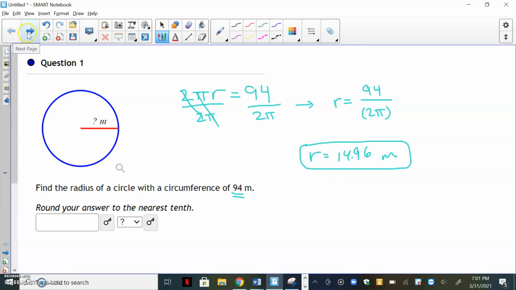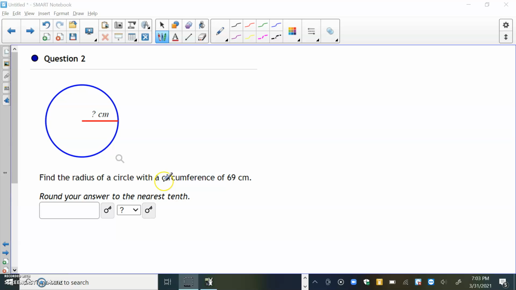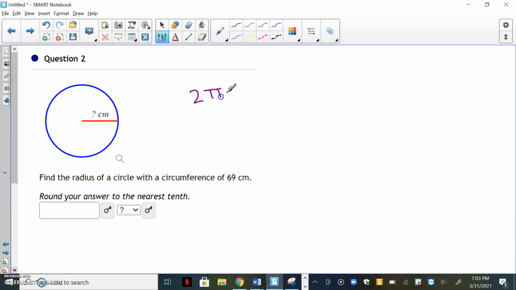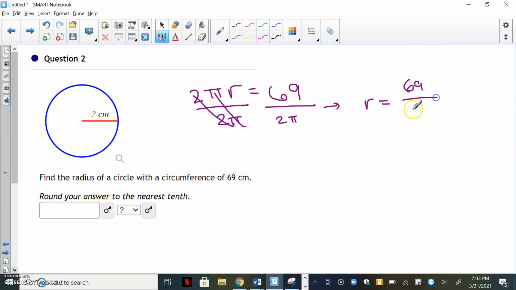All right, let's try another one. All right, so this problem is pretty much asking the same thing. This time they gave us a circumference of 69, and we will set up the equation in the exact same way. So 2 times pi times r is equal to 69. And then, again, we want to solve for r and get it alone. So we'll divide by 2 pi to move that over. These cancel. And so we get r equals 69 over 2 pi.